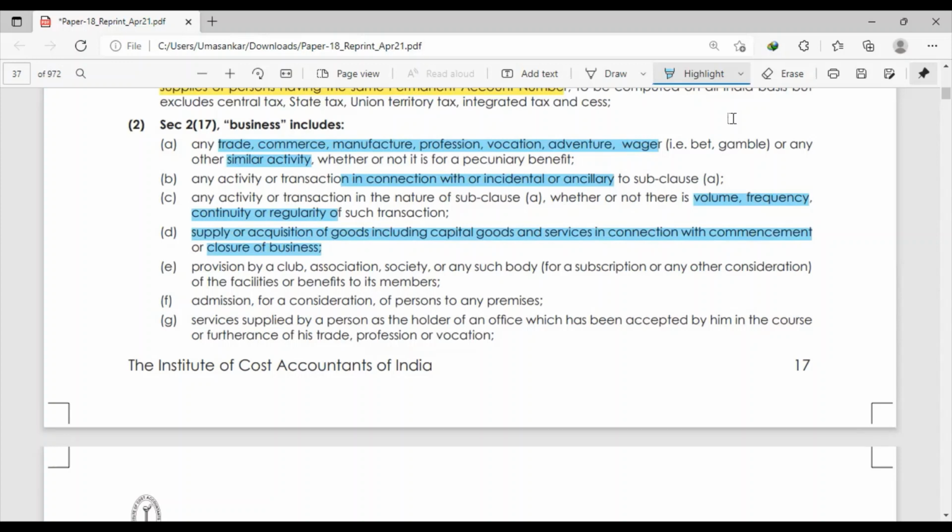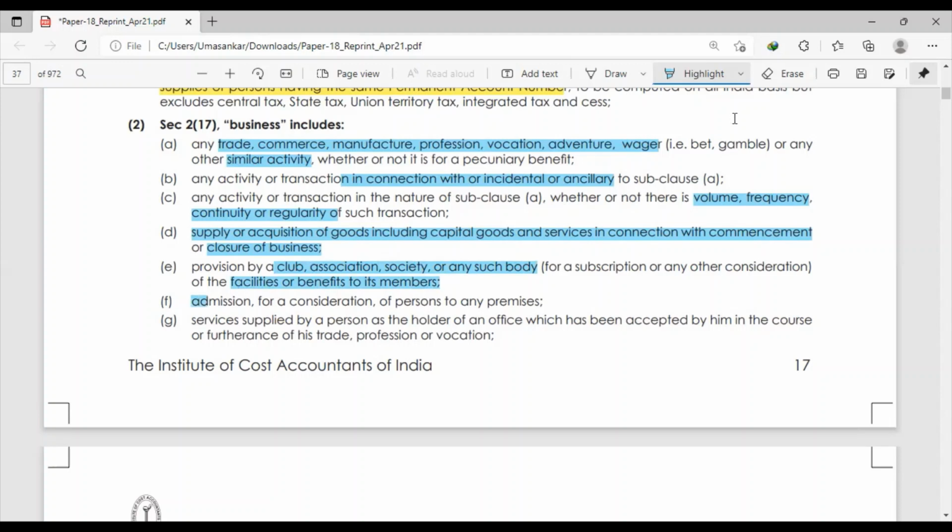And when you stop a business, on closure of a business, you need to sell your stock at scrap value or whatever the NRV, net realizable value, and you will also sell the assets, capital goods. That activity, that transaction, is also included in the business. Okay. Next, you might have heard of a club, association, society. They provide various services or facilities to benefit their members. That activity is also considered a business because it is the revenue for that club, association, or society.